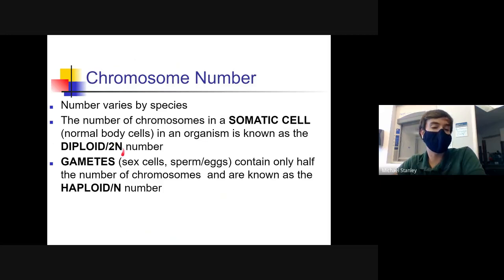However, certain cells called gametes, which are your sex cells like sperm in males and eggs in females, they only contain half of the chromosome numbers. And because they have half, they're called haploid. So haploid means you only have one set of chromosomes. Diploid means that you have 2 sets of chromosomes.